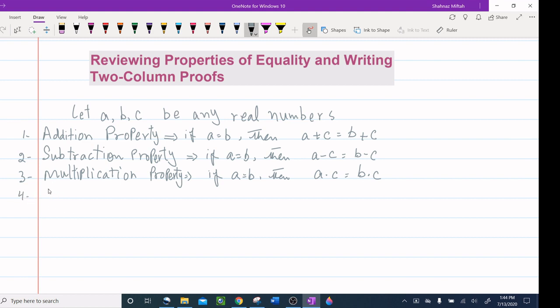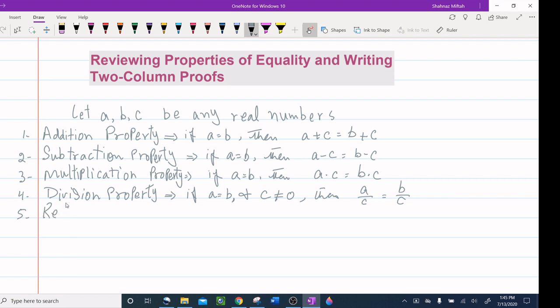Number 4, the division property. If A is equal to B and C is not equal to 0, then A divided by C is equal to B divided by C. This C is not supposed to be 0 because 0 in the denominator means undefined.